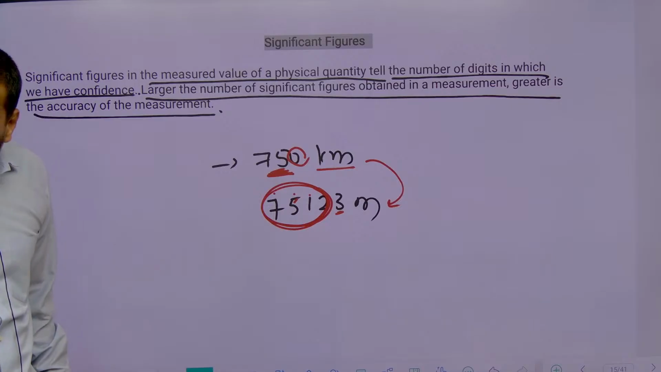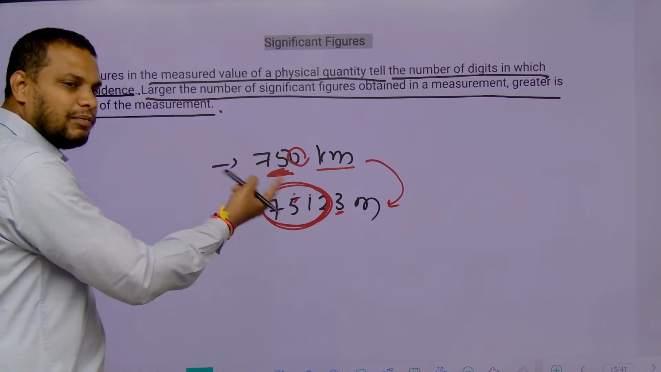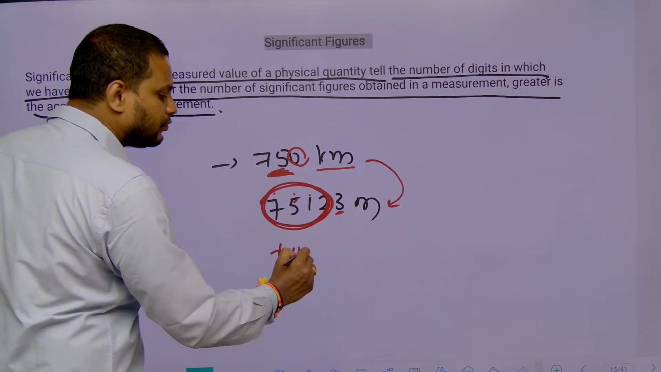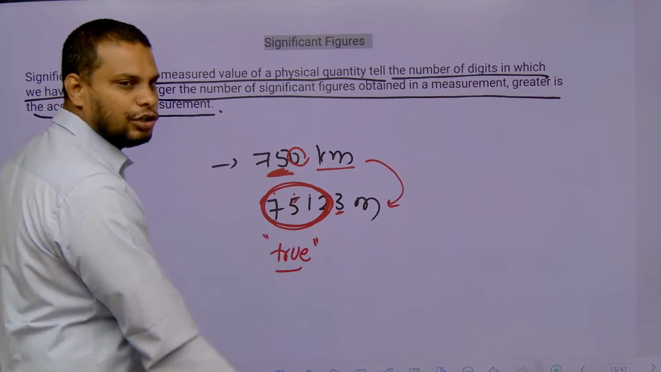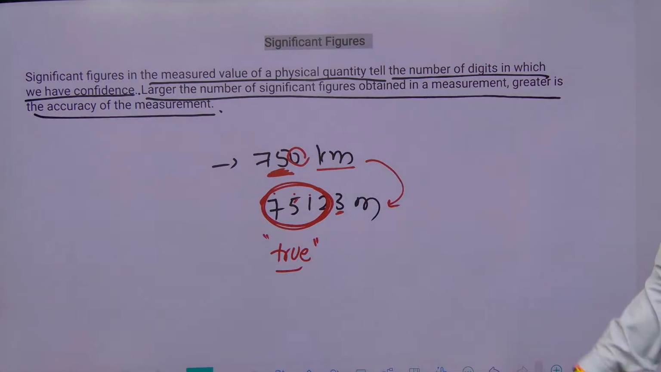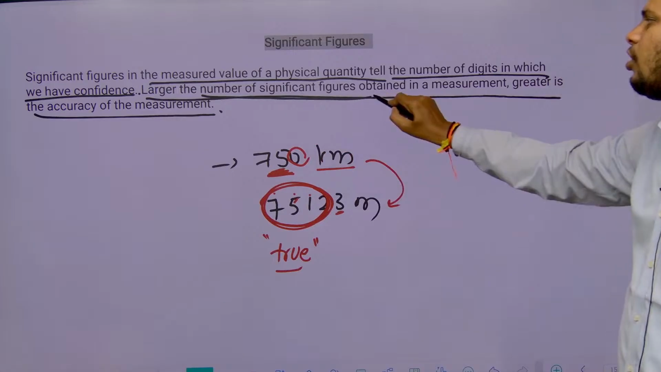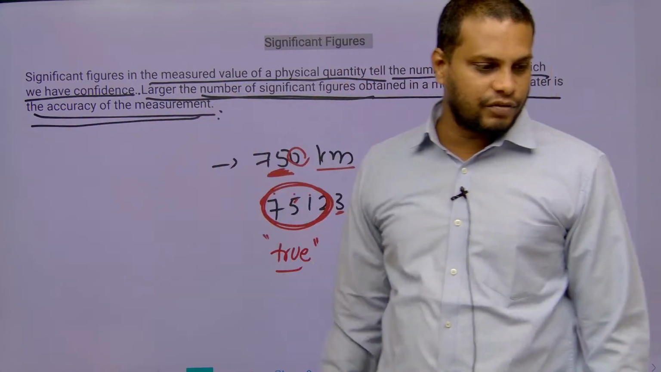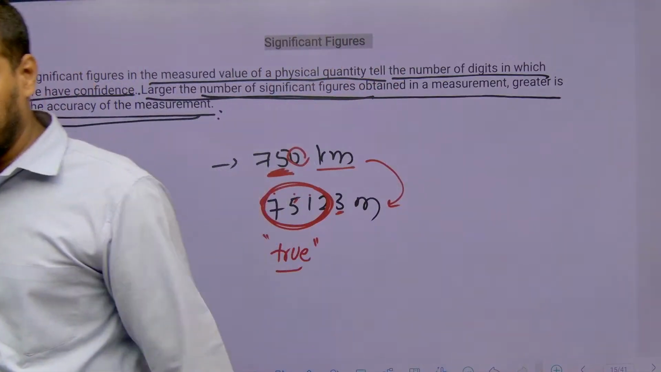If you believe more numbers, or trust more numbers, then please remember it is very close to the true value. It is very close to which value? The true value. Then we can say it has more accuracy. So therefore, the larger the number of significant figures, the more accuracy of the measurement. Clear? Please note down both the points.